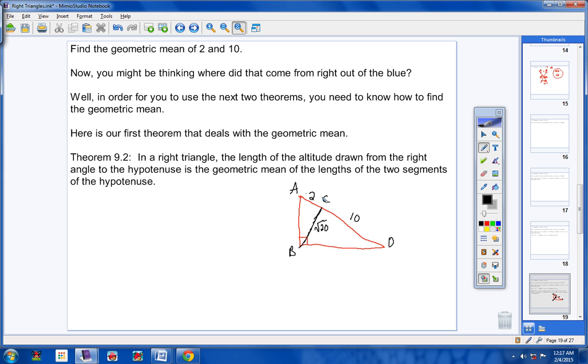Now, usually I give you a picture, and I come over here and I put if, and then I'm not going to do that in this one. I want to focus on the numbers, okay? You see what I'm saying here? So if an altitude is drawn from the right angle to the hypotenuse, these two segments here that are formed, this segment and this segment, if you'll find the geometric mean of those two numbers, it will give you the length of this altitude every single time.